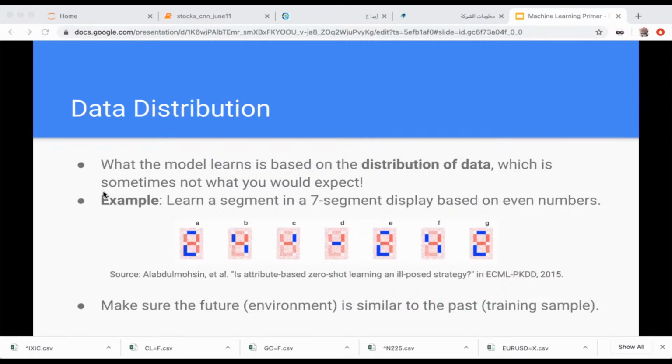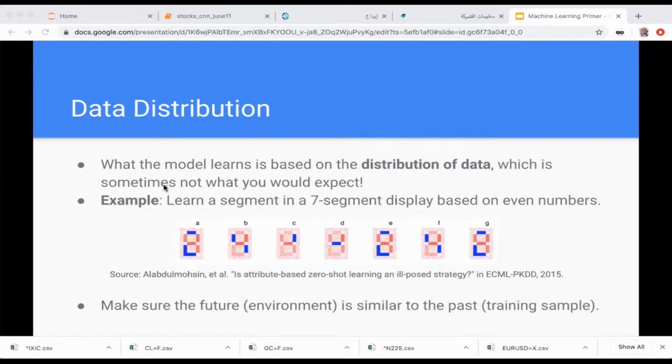If you train this model on even numbers, just as an example, what you will observe is that the model will think that the top segment, or segment A, is actually this segment here, which is the correct one, in addition to these 2 segments. So these 3 segments together define segment A. It's not really just the top segment, as you would expect. If you go with segment B, you will find that it will learn that these 2 together are segment B, not the first one only, and so on.